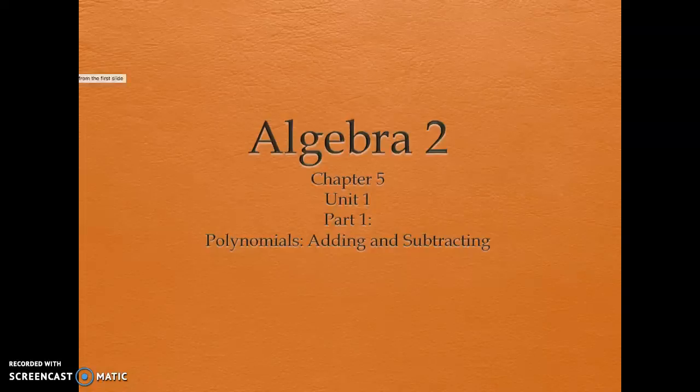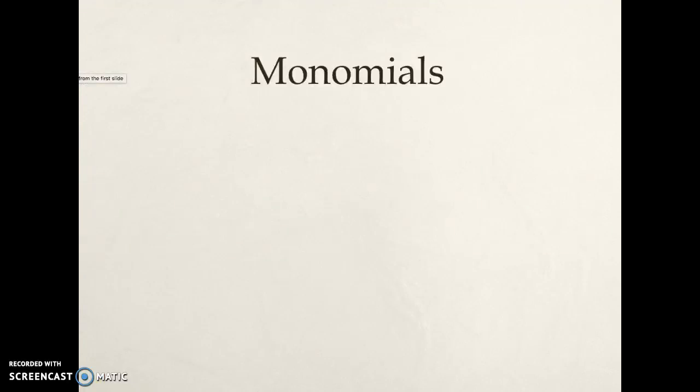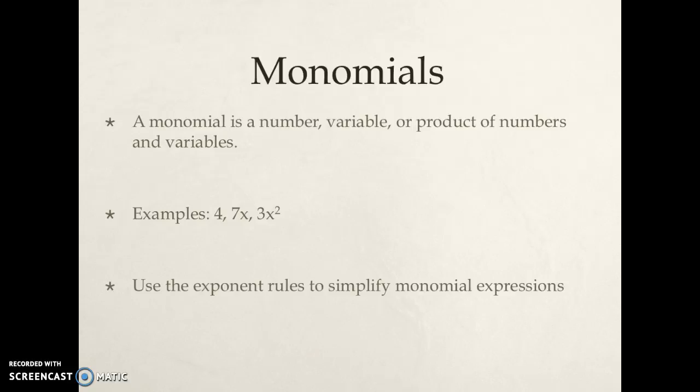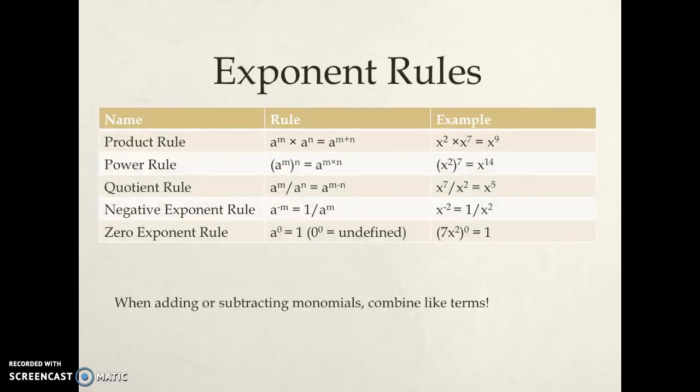This is Algebra 2, Chapter 5, Unit 1, Part 1: Polynomials, Adding and Subtracting. First, let's take a short little review. A monomial is a number, variable, or product of numbers and variables. Some examples include 4, 7x, or 3x squared.